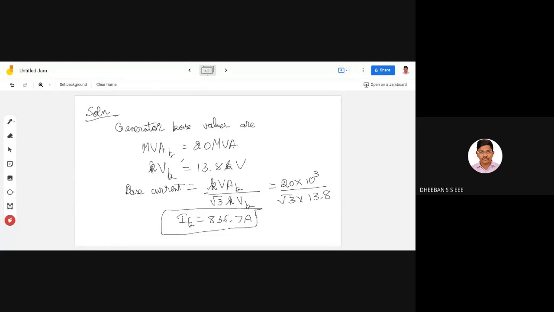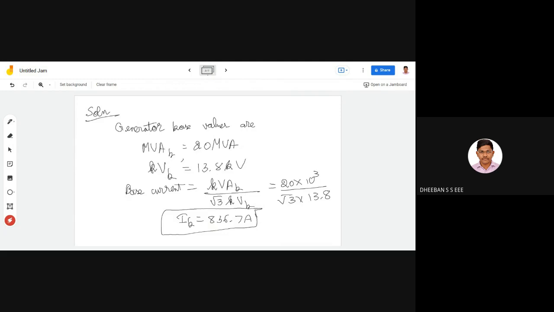What is the necessity for finding a base current? It is the value we'll be multiplying after getting the fault current. The fault current we find will be in the per unit value. After finding the per unit value, in order to get the actual value, you will be multiplying this base current with your per unit fault current value.